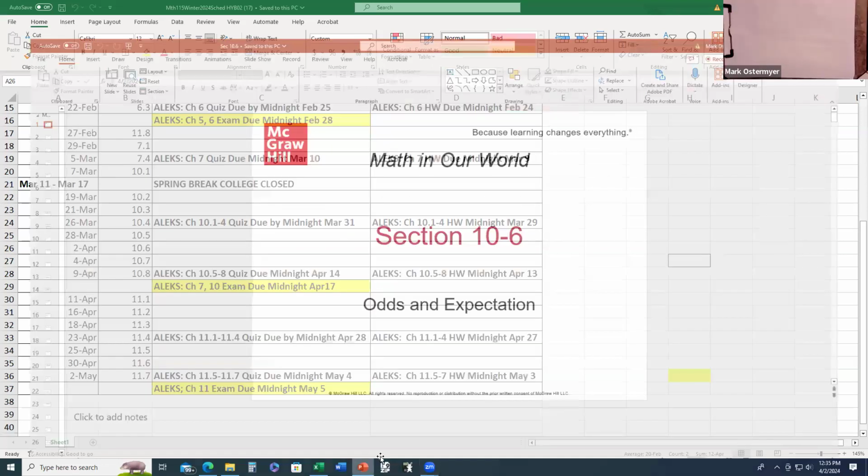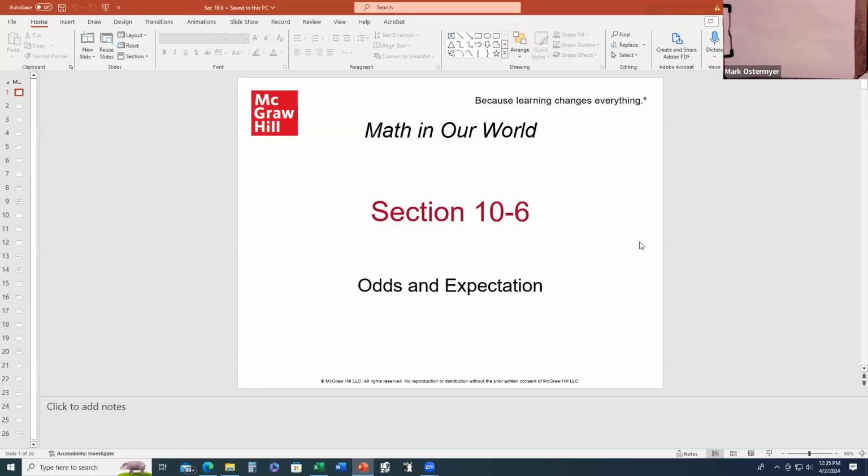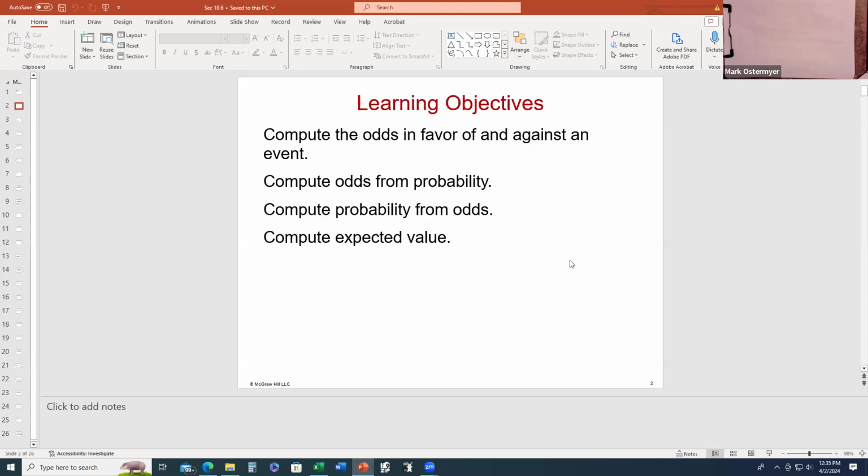All right, so chapter 10.6 is entitled Odds and Expectation. By the time we finish this section, hopefully we will be able to compute the odds in favor of or against a particular event, compute odds from probability or compute probabilities from odds. As we will find out, odds and probabilities are essentially the same. We will also compute expected value. Expected value, or expectation, is used a lot in industry, especially the insurance industry and also the gaming industry. And we'll see what that's all about.